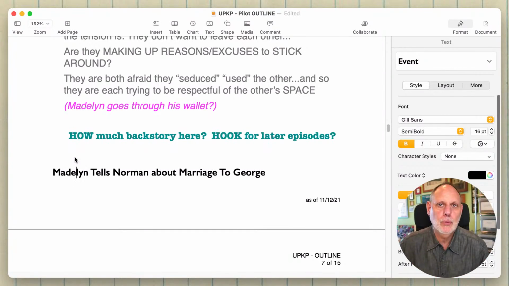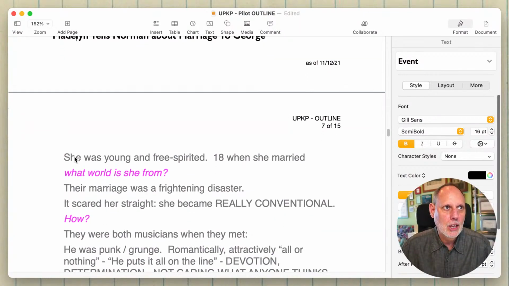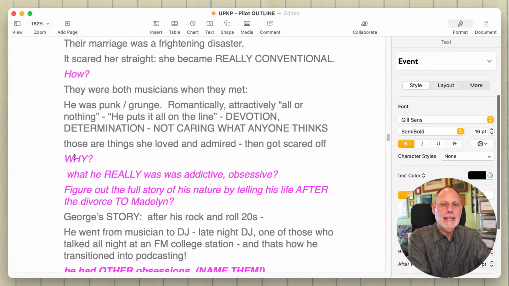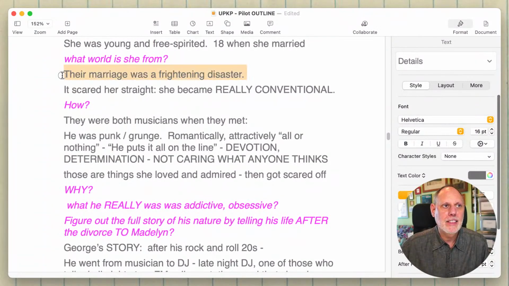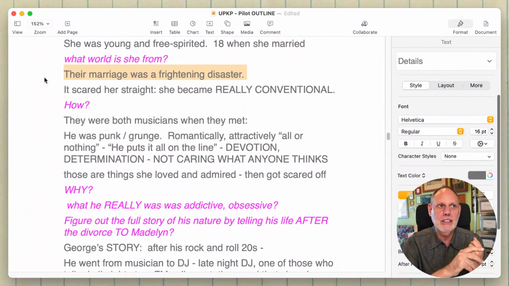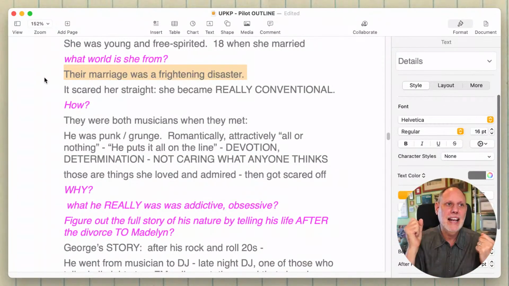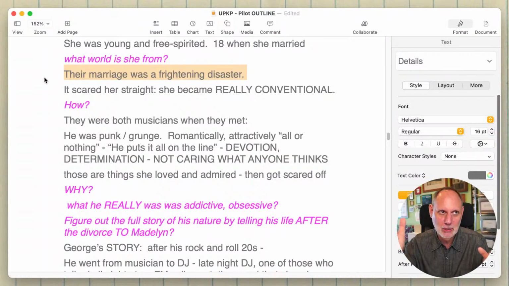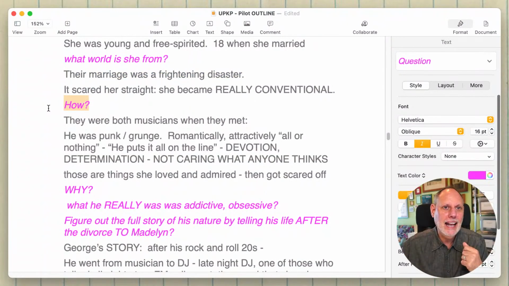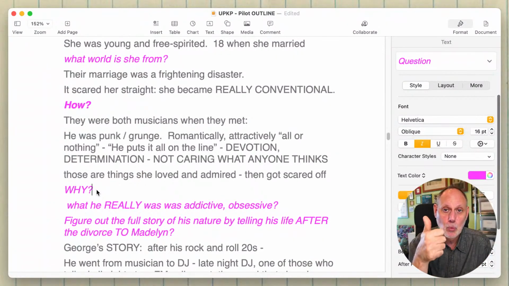Because what we get to is the backstory that we need to establish that we don't really know here: Madeline and George, who she was, how she got married, how she got into this mess. And what I know is that their marriage was a frightening disaster. In other words, she was young and she married this rock and roll guy, and they were in a band together, and then they got married, and then it went horribly, horribly wrong. So the big question is, how did it go wrong? What exactly was wrong? And that is an interesting thing. I have to figure out what the truth is of this backstory, and then the question of how I will tell that story.